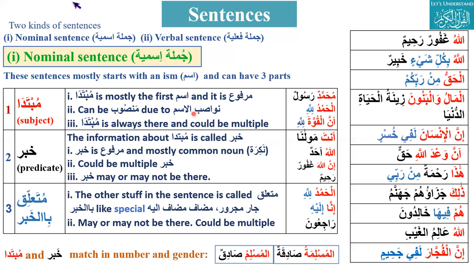So I would go to brother Ahmad. Assalamu alaikum. Wa alaikum assalam wa rahmatullah. Can you please explain about nominal sentence?